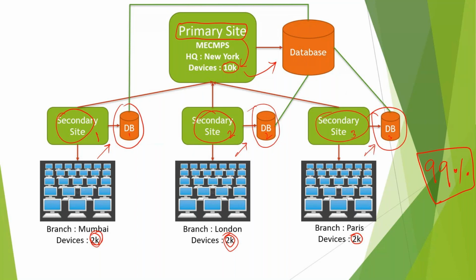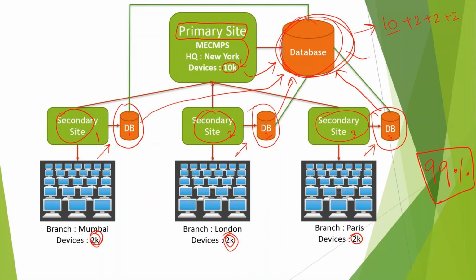So the secondary is going to replicate the data to the primary database. This primary database will have information about 10,000 from New York, plus 2,000 from Mumbai, plus 2,000 from London, plus 2,000 from Paris. So this database will have information about 16,000 devices.